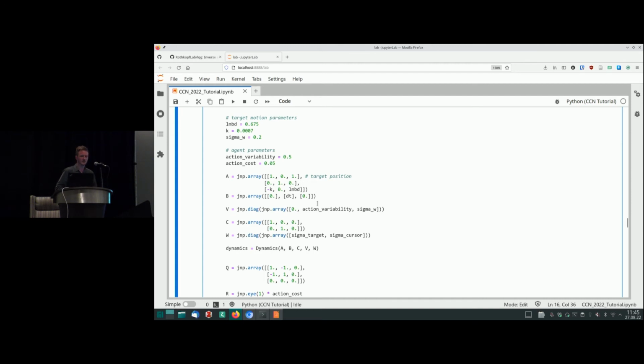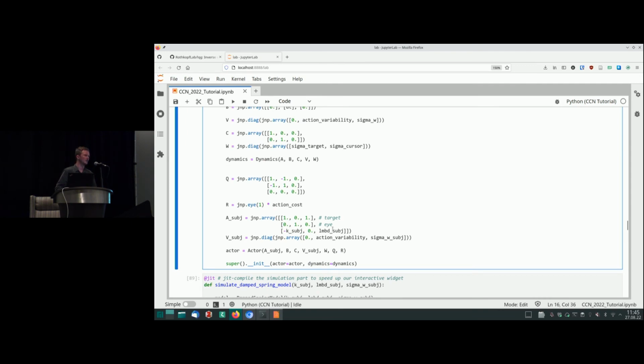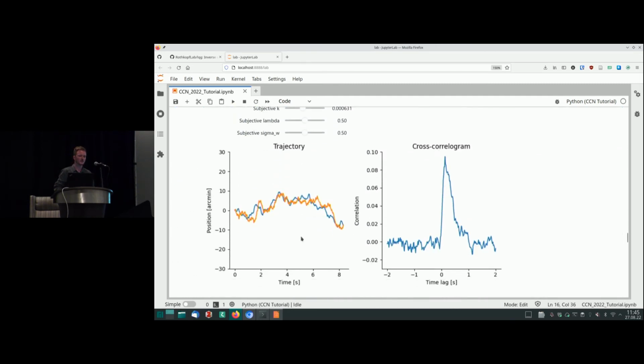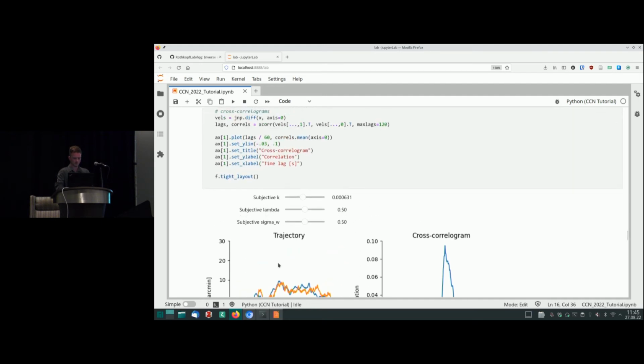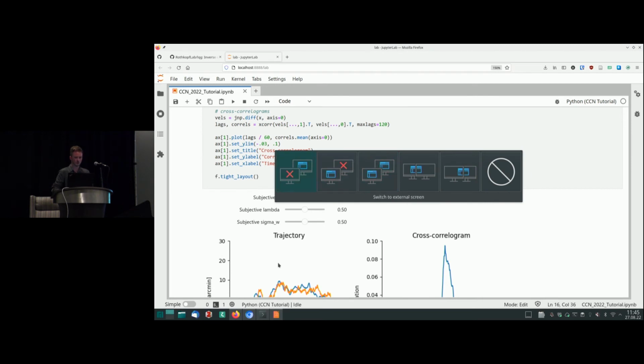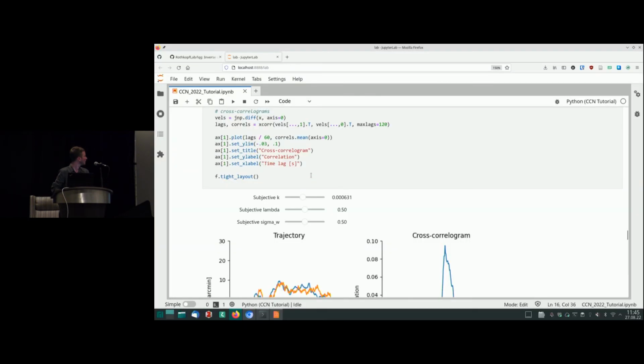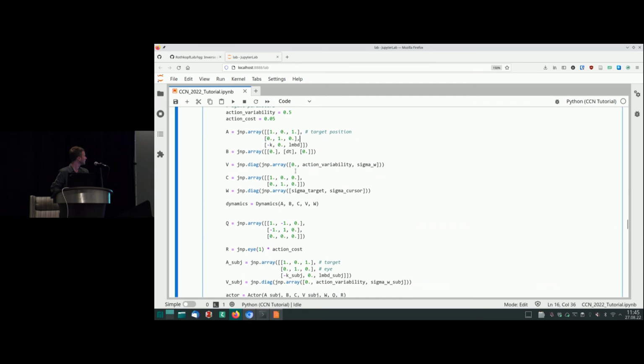Yeah, the subjective values, I named them K subjective and lambda subjective in this case, and sigma W subjective. Okay, so once we have this, we can look at these different behaviors. It's just the same as this true version of A, but instead of the true parameters, you use these subjective versions.